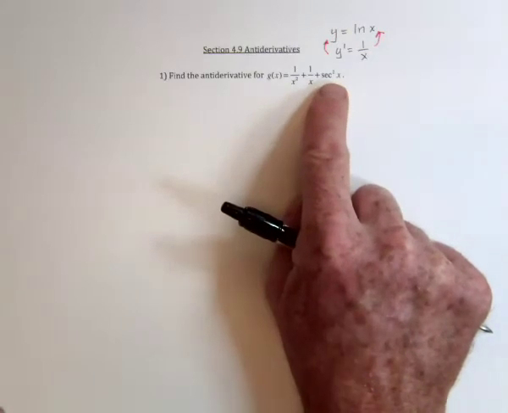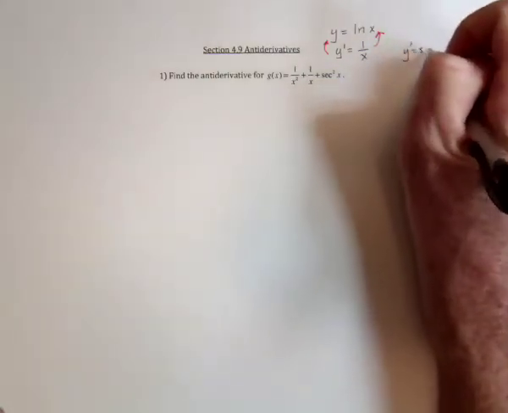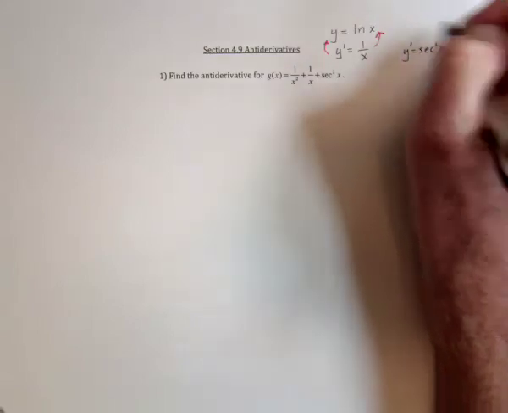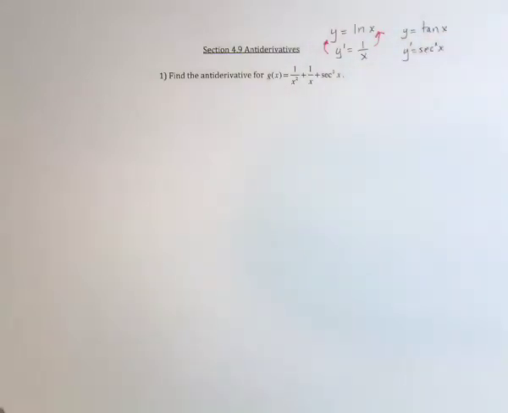With secant squared, you just have to think to yourself, well, somebody took the derivative of a trig function and they got the answer secant squared. So if the derivative was secant squared, then what was the original function? You can go through your mind and say, well, the derivative of sine is cosine, the derivative of cosine is negative sine, the derivative of tangent is secant. Oh, there it is. The derivative of tangent is secant squared. So that's the antiderivative.